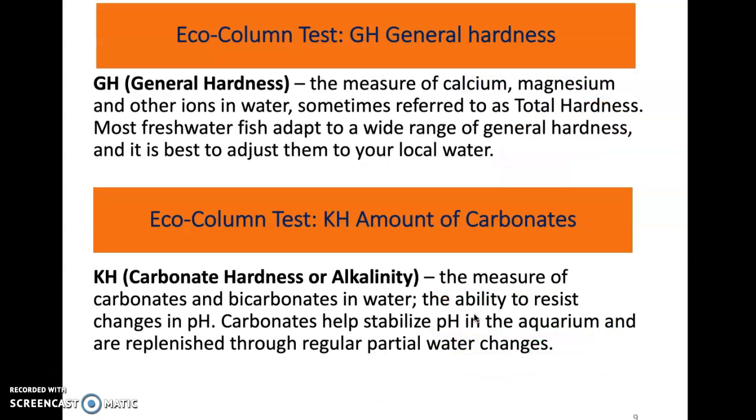General hardness is how much calcium, magnesium, and other ions are in the water. Sometimes this is referred to as total hardness. And you're going to have a range of it because it depends on what's dissolved in there.